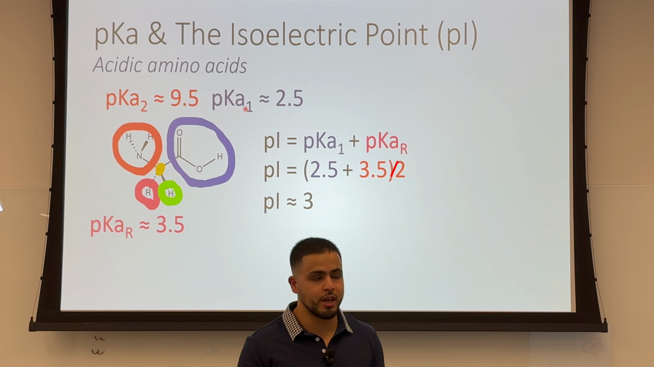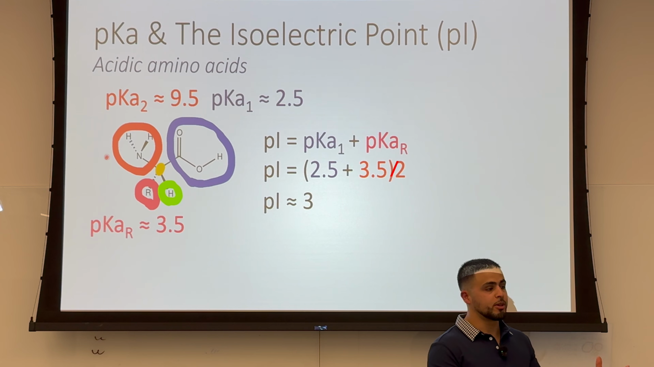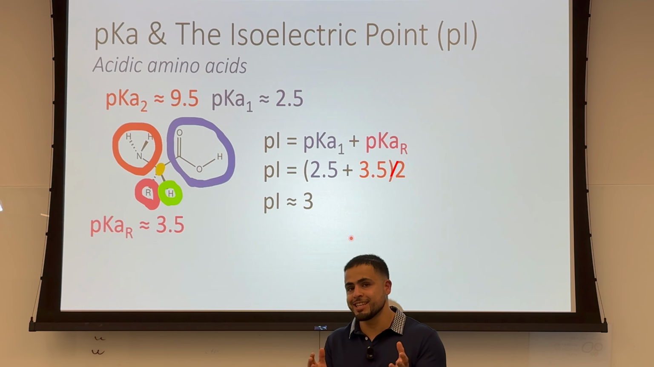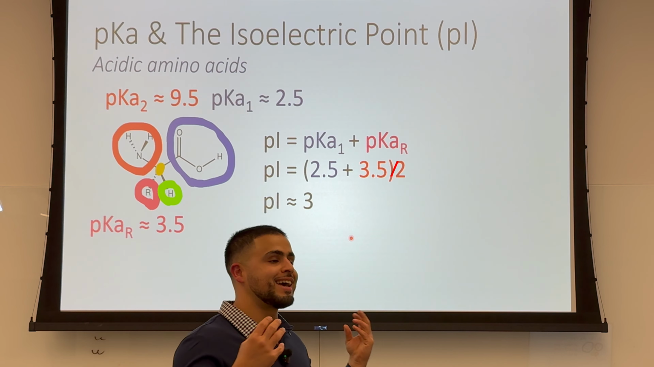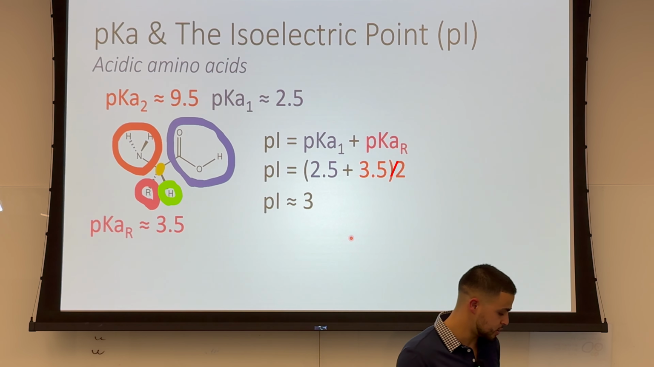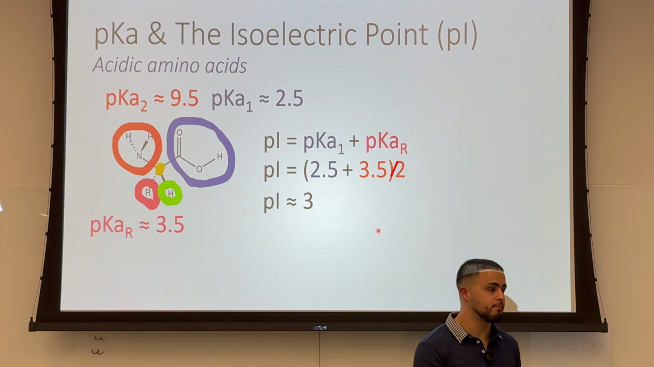They're both acidic. And the way you calculate the PI of these amino acids, aspartic acid and glutamic acid, is by averaging the pKa1 and the pKa of the R group. So 2.5 plus 3.5 divided by 2 is about 3. Remember, it's approximately 3. Like it could be 2.9, 2.8, but the idea is that they are acidic amino acids. Very important for when we apply them to the MCAT in a bit.